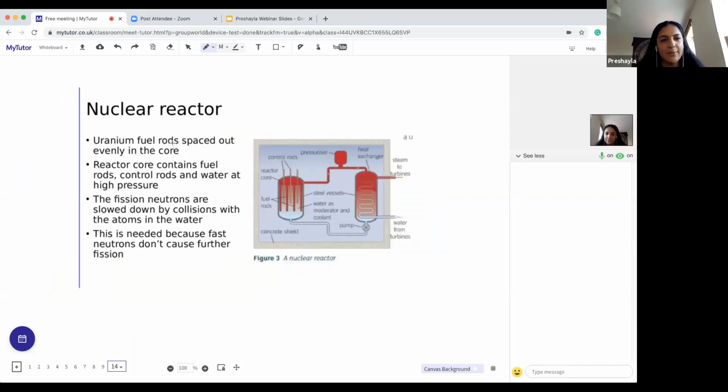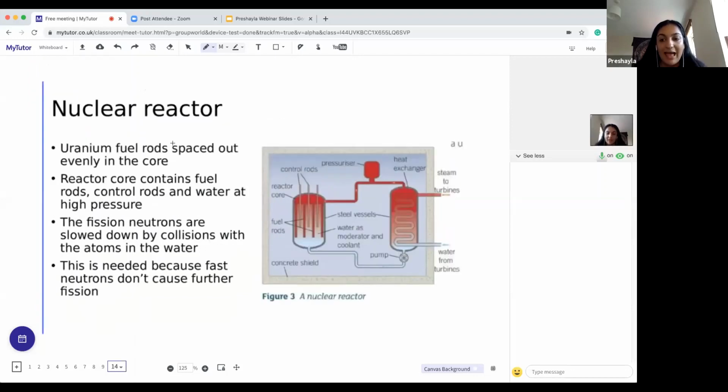Okay, so I've been talking about this idea of a nuclear reactor, and a nuclear reactor is exactly where fission happens. So this is our nuclear reactor here. What we have is fuel rods of uranium spaced out evenly in the core, and these are the fuel rods of uranium. So we put our uranium into the reactor core. This is the reactor core here. Now that reactor core contains fuel rods, control rods, and water at high pressure.